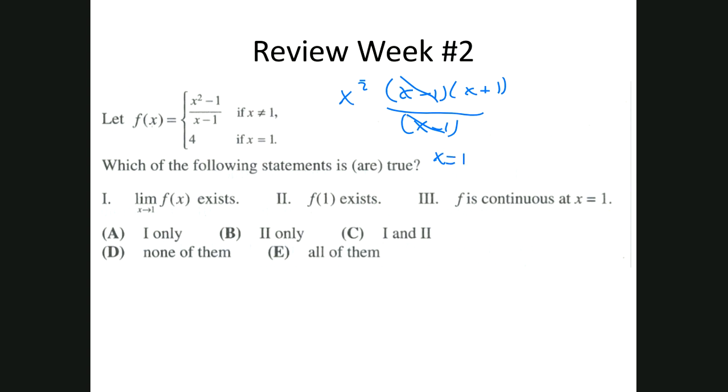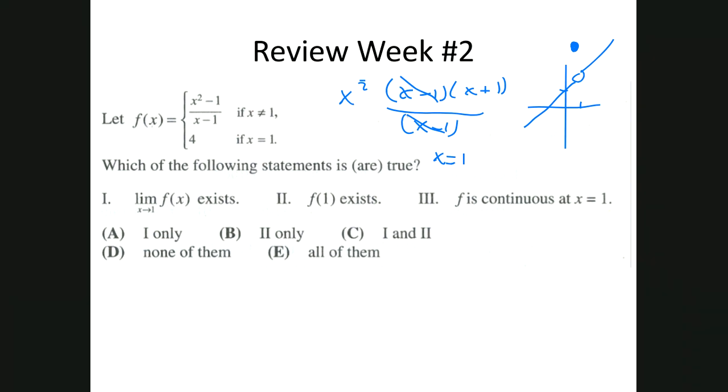My graph for this function is x plus 1, so it looks something like this. But at 1, there's a hole. That's what my graph looks like. Okay? Now, it's filled in at 4. Well, when I plug in 1 here, this is 2, so 4 is way up here. So this is what my graph looks like. This graph is this piecewise function.